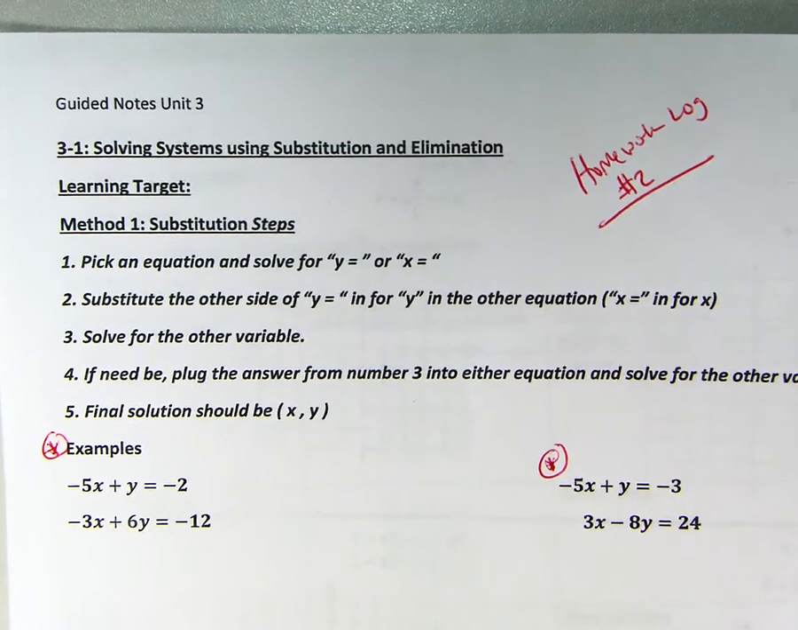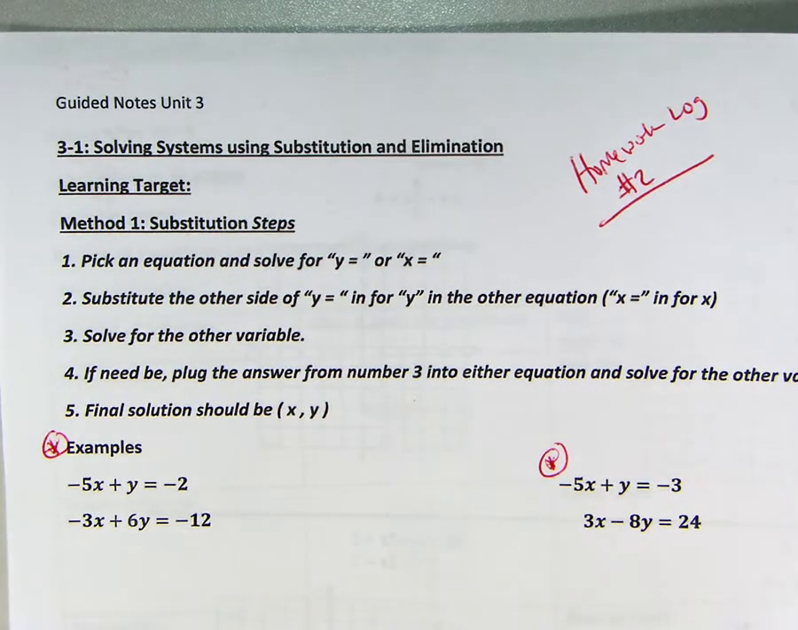Our steps are: first, pick an equation and solve for y equals or x equals. It does not matter, it's up to you. I prefer y equals because we're used to that. Second, substitute the other side of y equals in for y in the other equation. We'll show you what I mean by that. Third, solve for the other variable. Fourth, if need be, plug the answer from number 3 into either equation and solve for the other variable.